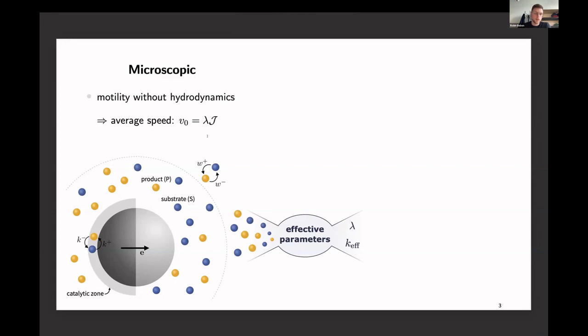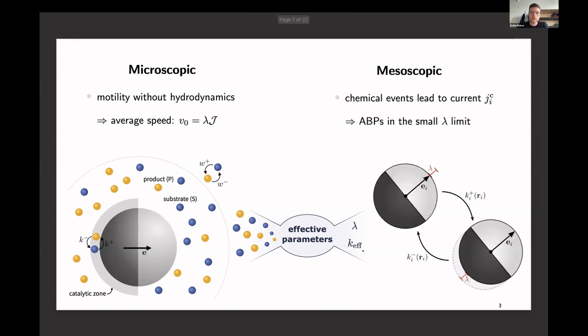And the main insight you can learn from looking at this simple microscopic model is that you actually don't need to track all the explicit degrees of freedom of the solute molecules, but you can condense them down into only two effective parameters, which have a very clear physical interpretation. So the first one I already told you is this small length scale lambda, and the second one is an effective attempt rate. So this basically just characterizes the rate at which these conversions occur. And building on this, you can drastically reduce the complexity of your system and enter this mesoscopic description, where you have catalytic particles that undergo effective chemical events.